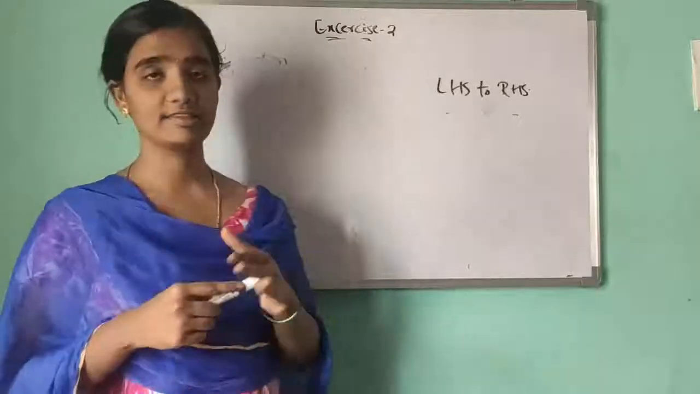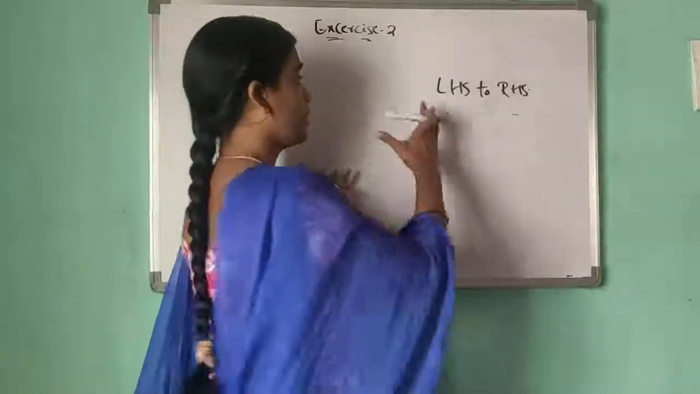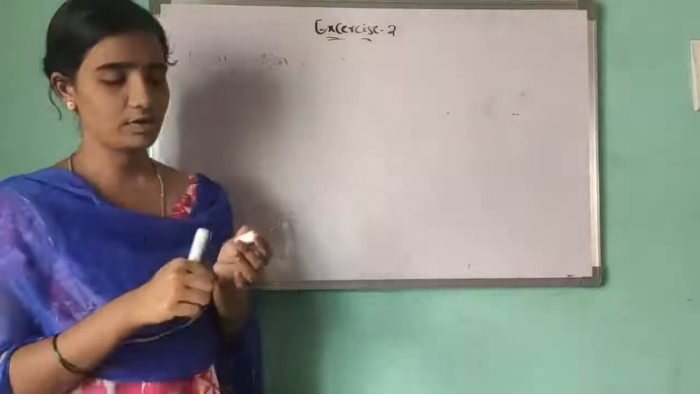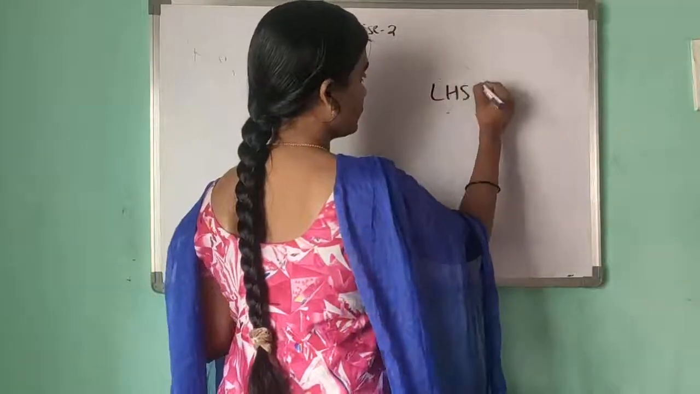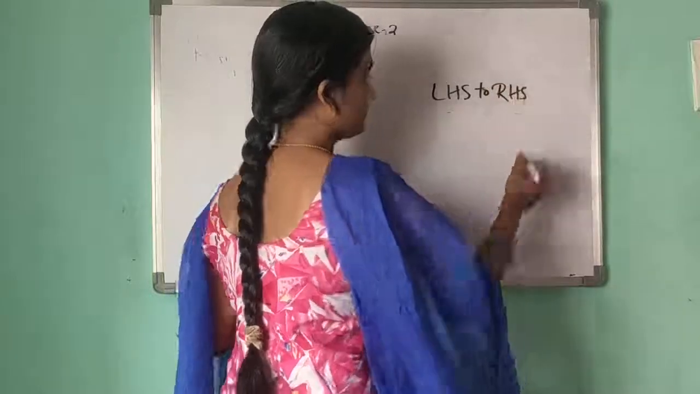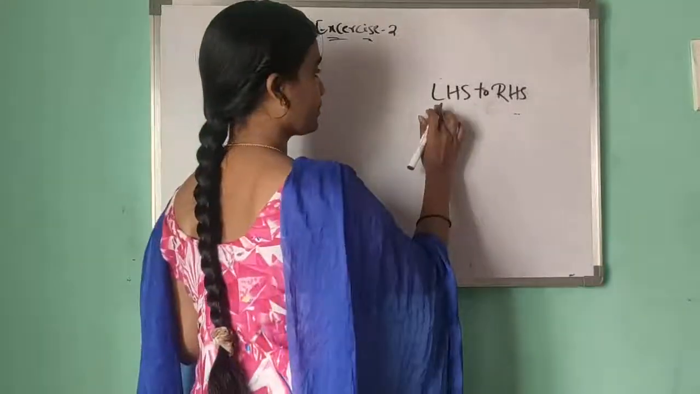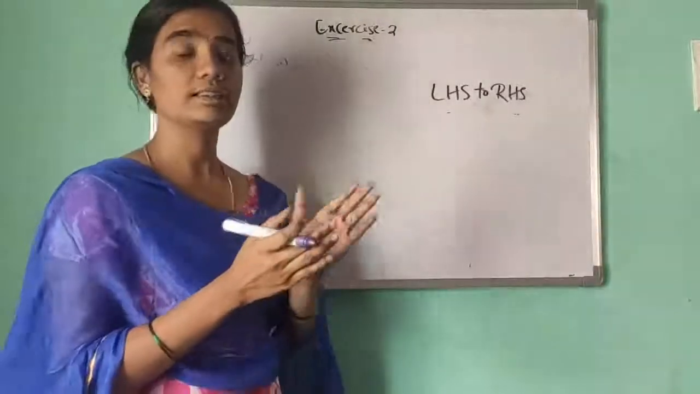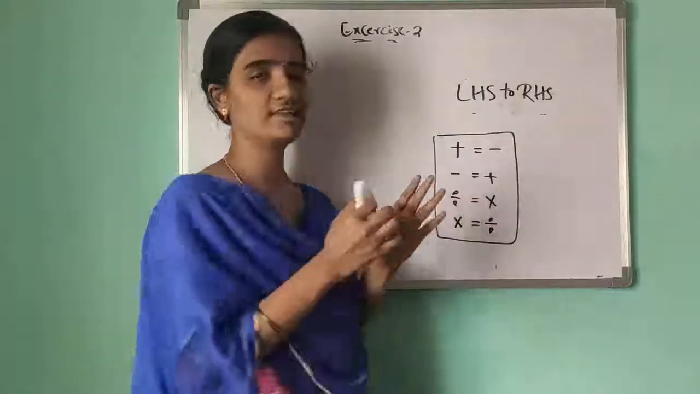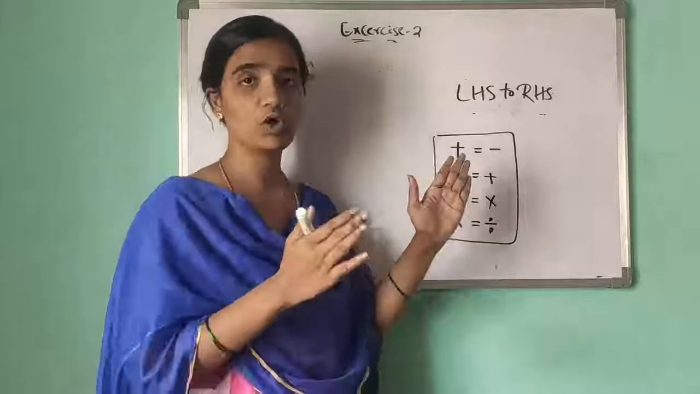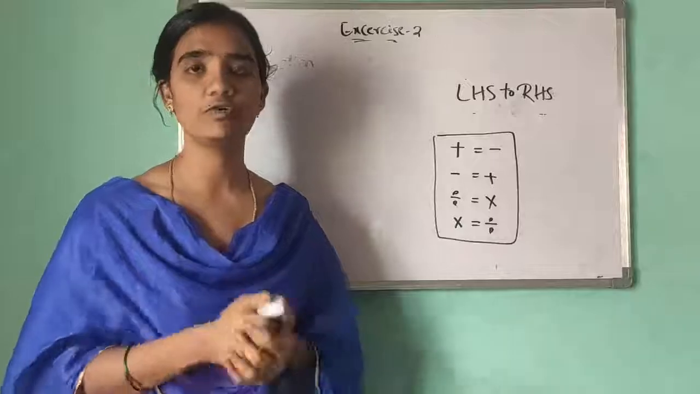Before starting exercise number 2, we will revise these topics one more time, which is transposing. Transposing means how to move terms from LHS to RHS. What is the LHS and RHS? Left hand side is equal to right hand side, right? If you move a term from the left hand side to the right hand side, the sign will change. See how it will change.